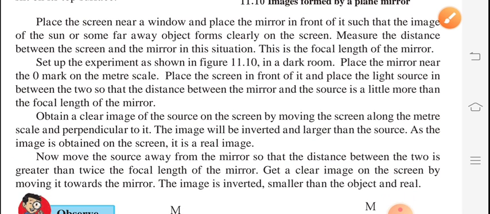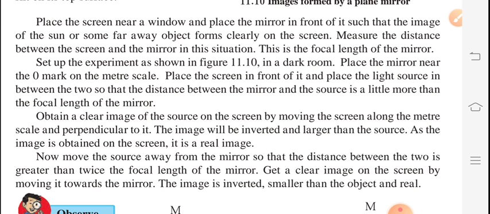Place the screen near a window and place the mirror in front of it such that the image of the sun or some far away object forms clearly on the screen. Measure the distance between the screen and the mirror in this situation. This is the focal length of the mirror. Why are they saying focal length of the mirror here? Because we are choosing an object from infinite distance. If the object is at an infinite distance, then its image is a very diminished point type of image, so it comes on focus, and that is the focal length of the mirror.